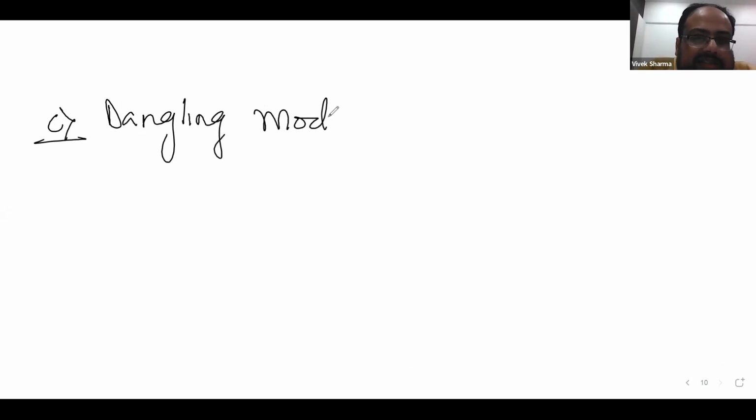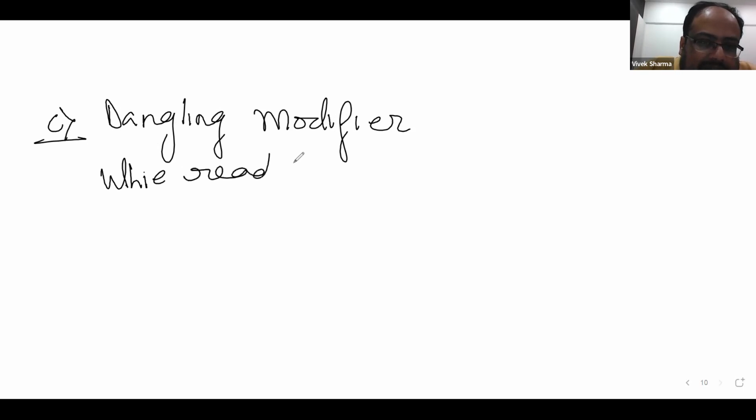The third and the last modifier error that we have is the concept of a dangling modifier. From an exam perspective, this one is the most important one. Squint modifiers are very rarely seen in the exam. Misplaced modifiers are sometimes seen, but the one that is seen the most often is the concept of a dangling modifier. Look at this sentence. I'll take the example first, then I'll define it.